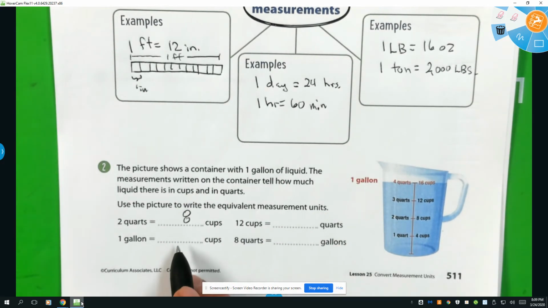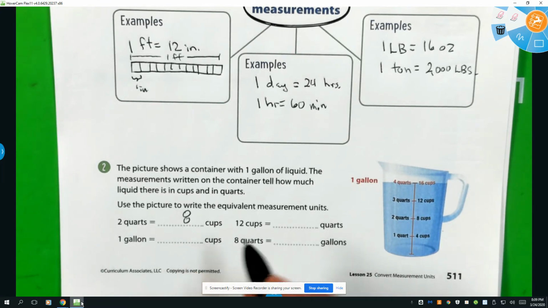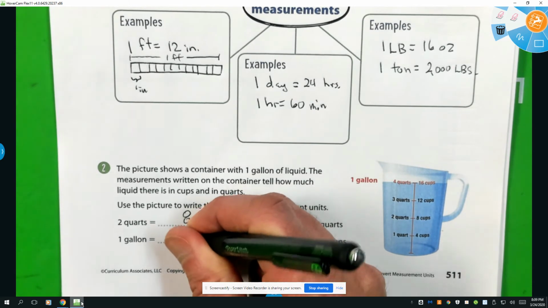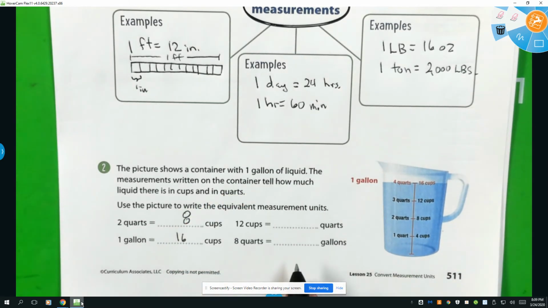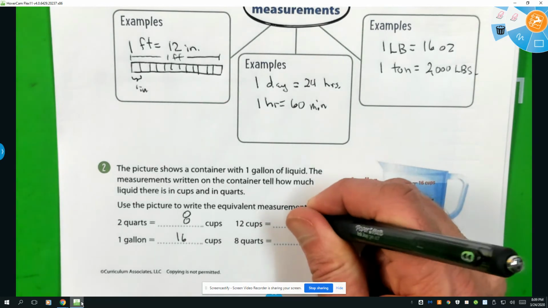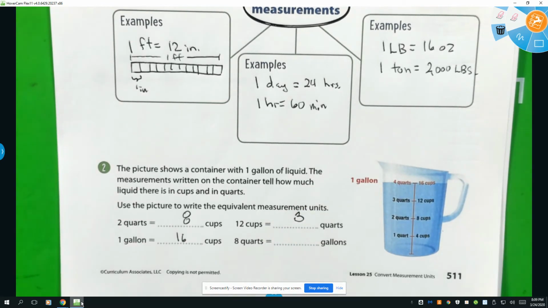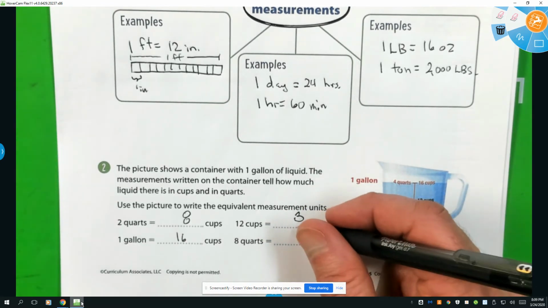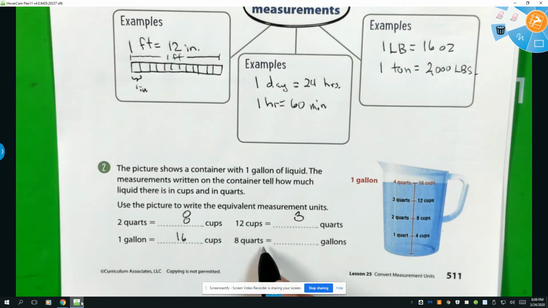1 gallon. Okay, so if 1 quart is 4 cups, 4 cups make up a quart, right? And we have 4 quarts. 4 times 4 is 16 cups. Okay, 12 cups equals how many quarts? Okay, just divide the cups by 4. And then 8 quarts. Remember, 4 quarts per gallon.